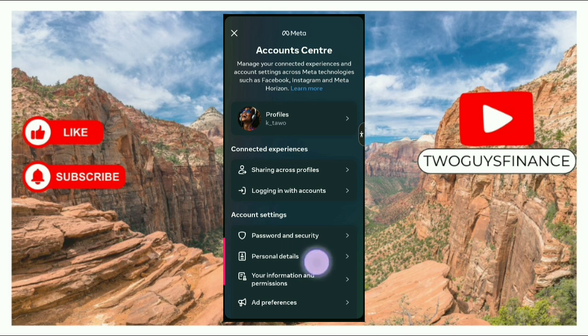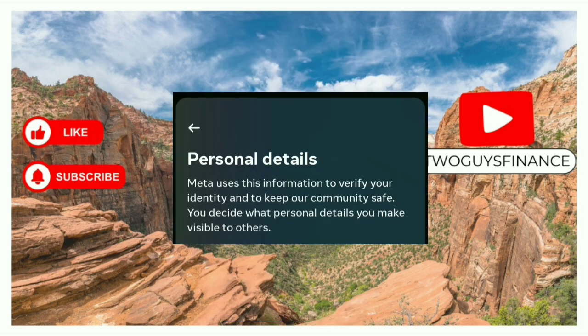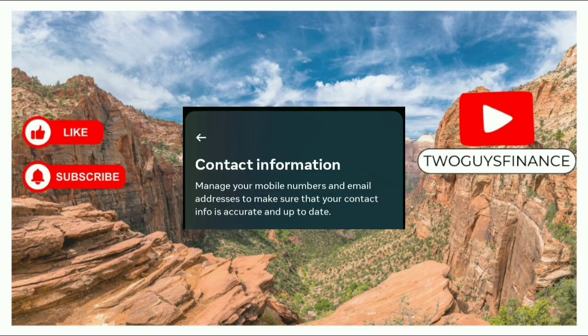Then next thing you're going to do, tap on Personal details under Account settings. So this is where you see your account information. If you tap on Account information, it shows clearly your email address and the phone number you used.